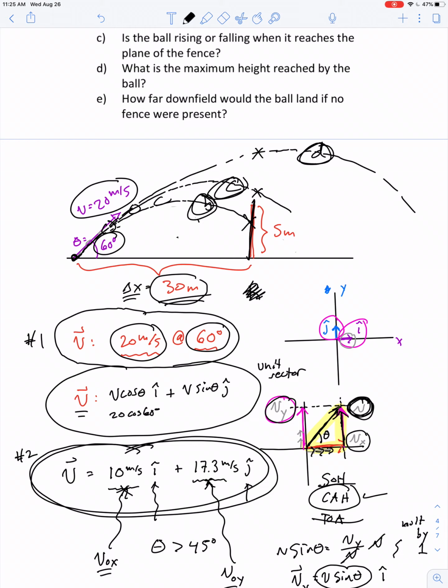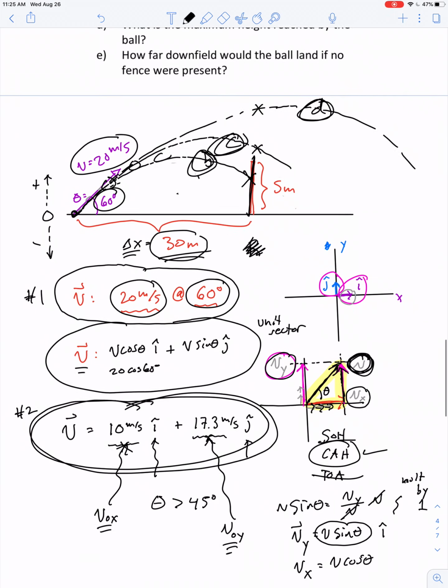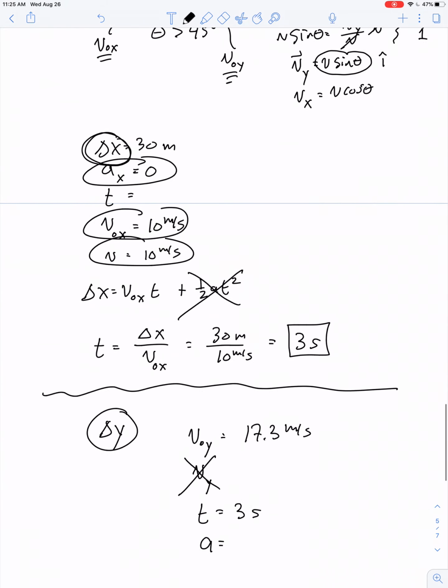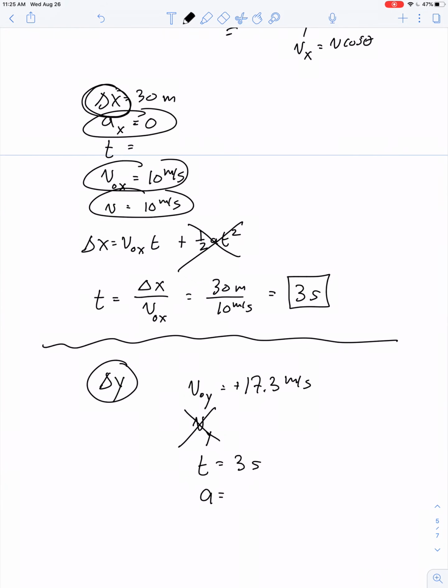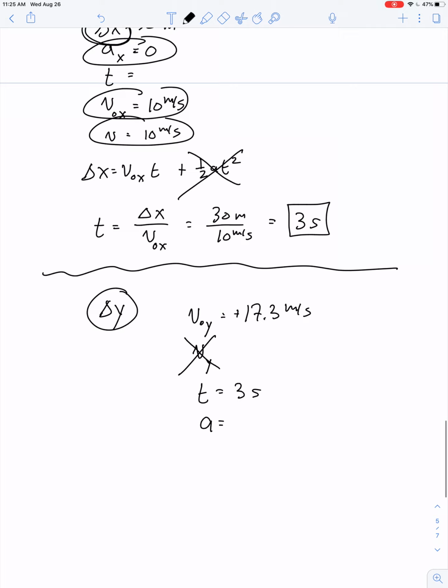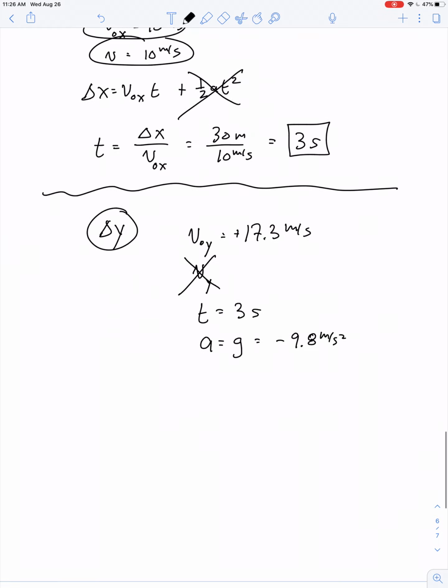So there's my origin along the y-axis, and I'll choose up is positive and down is negative. That's sort of the conventional approach. So if that's the case, the initial vertical velocity is positive 17.3, and the acceleration is due to gravity pointing downward, so it's negative 9.8 meters per second squared. And then we'd just like to find what's its vertical displacement during that 3 second interval.